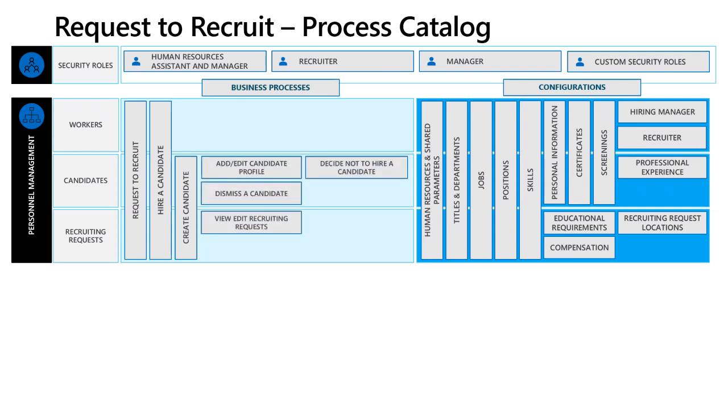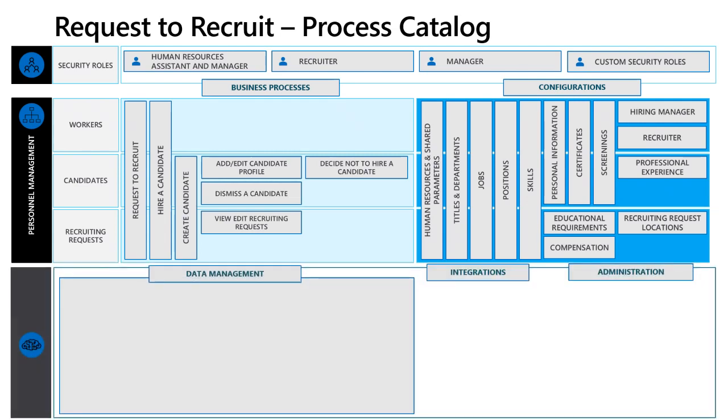Once all the configuration is complete, you can start managing and editing your recruiting requests and candidates. Again, remember, this can be done manually through the interface or through an integration with your ATS. You can choose to hire a candidate, decide not to hire them, and indicate a reason code, or dismiss a candidate.